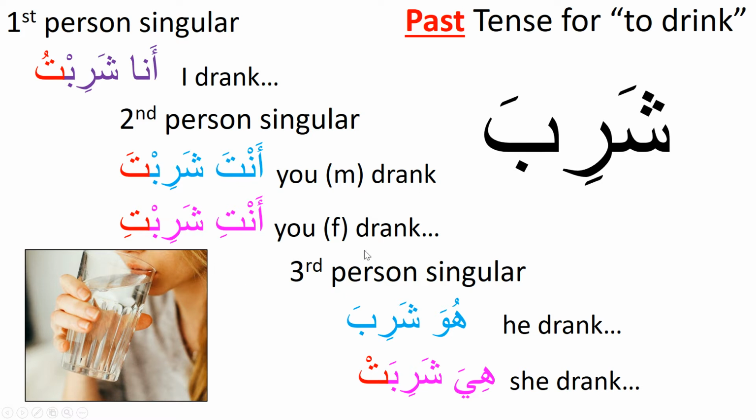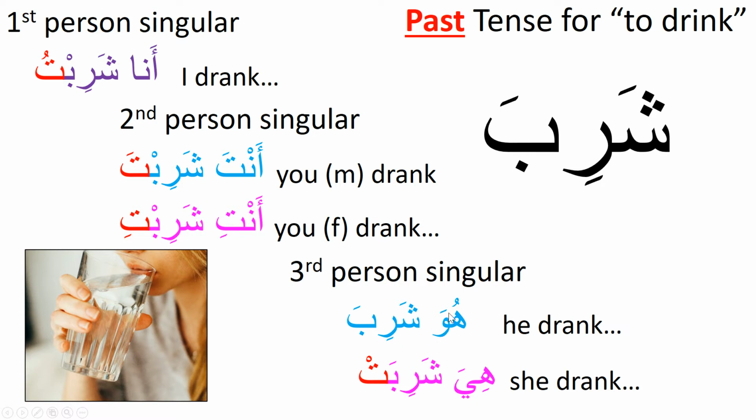What about he drank? Remember, he drank, we don't add any suffix. We just use the root of the verb. Hua shariba. But make sure you're pronouncing the fatha above the last letter. Whatever that last letter is, make sure you're pronouncing the fatha, that short a sound above the last letter of that verb, right?